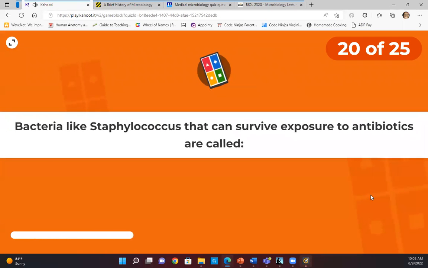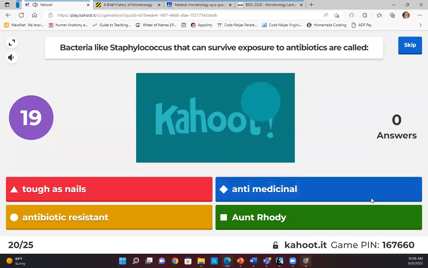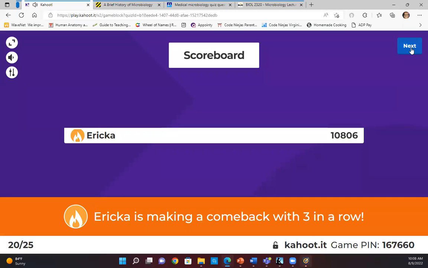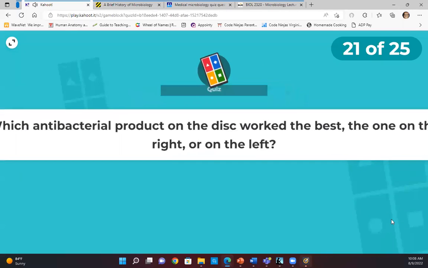Okay, bacteria like Staphylococcus that can survive exposure to antibiotics are called tough as nails, anti-medicinal, antibiotic resistant, or Aunt Rhody. So it is antibiotic resistant. Okay, very good.